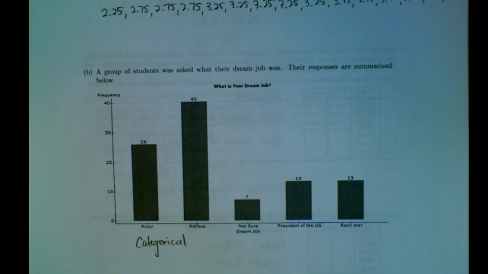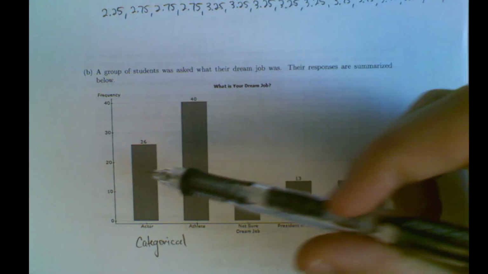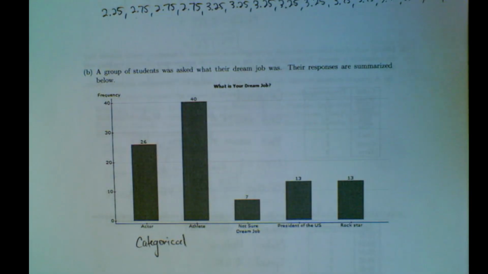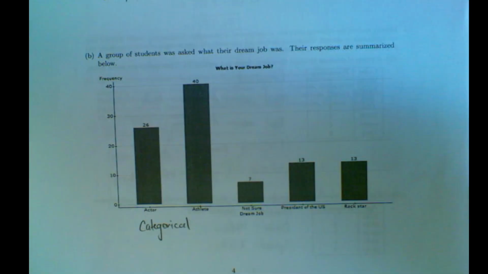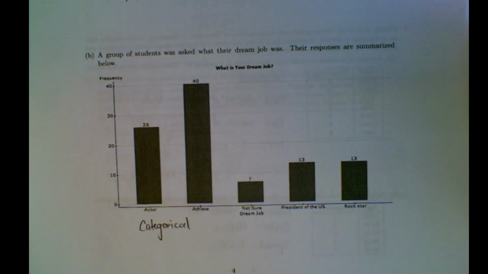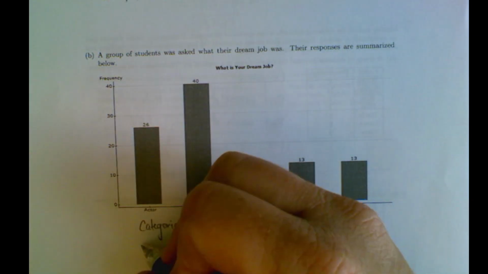Since it's categorical, it doesn't really make sense to talk about whether it's skewed or symmetric, because we could rearrange these bars in any order we want, right? So the shape doesn't really make sense to talk about, but we would say it's categorical data for sure. Since it's categorical, the best measure of center would be the mode.